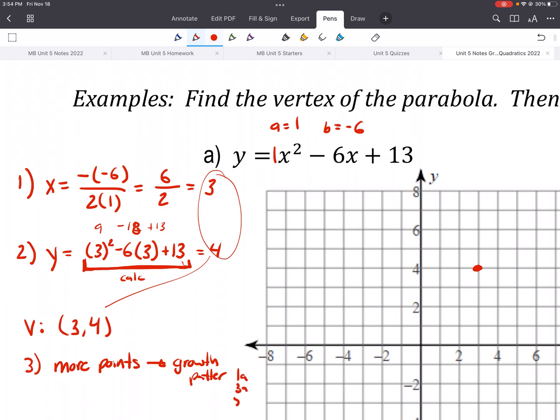1a, 3a, 5a. So for this one, a is 1, so we'd do 1, 3, 5. So over 1, up 1, over 1, up 3. It's out of your graph after that, so you're just done. Connect those dots the best you can, and you're good to go.